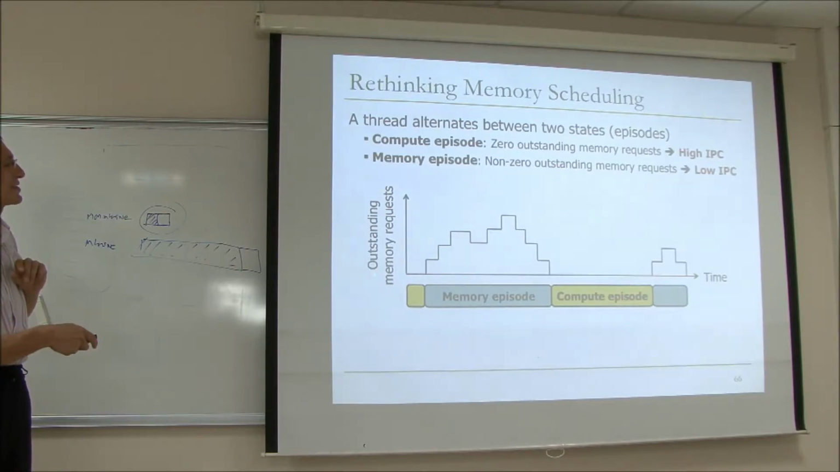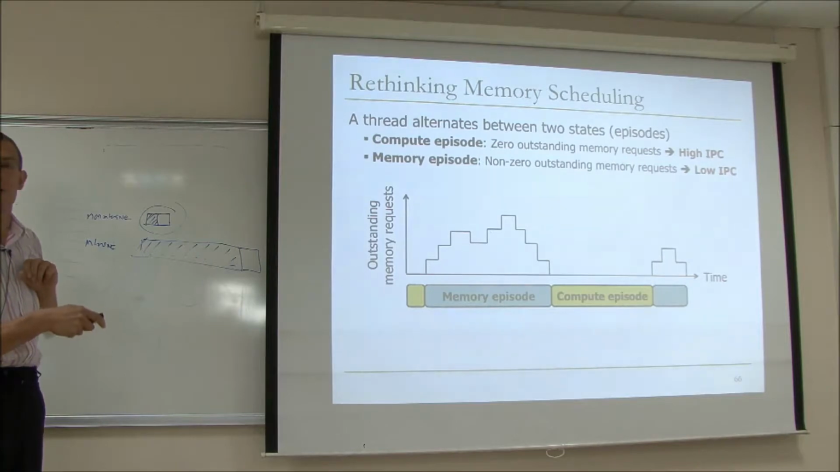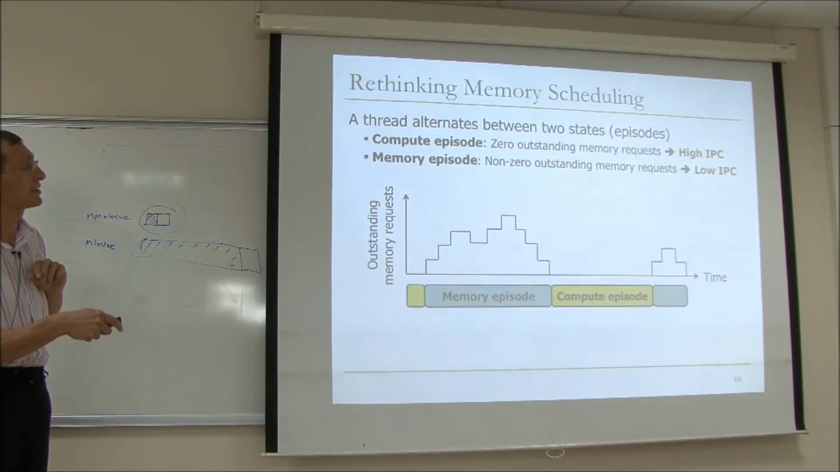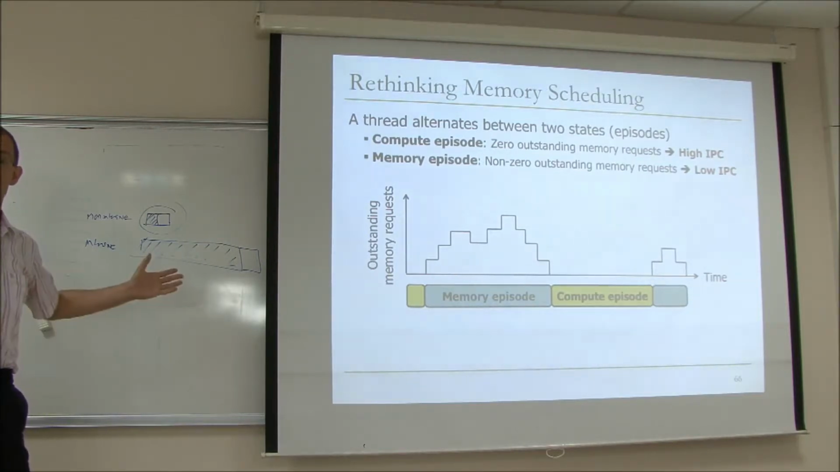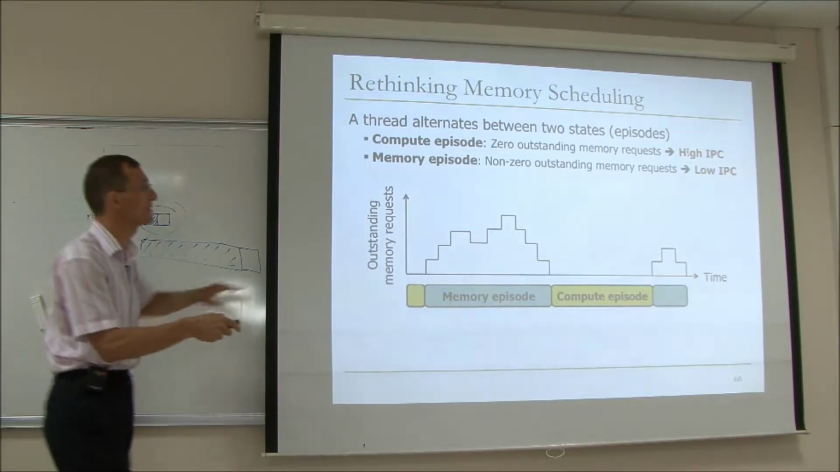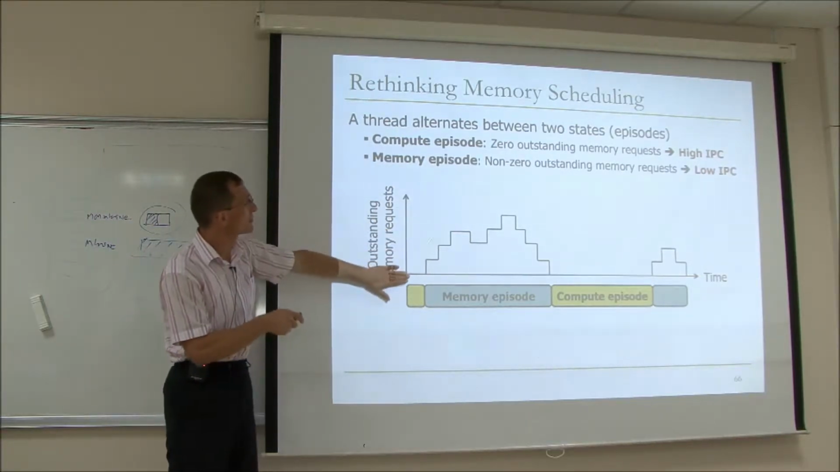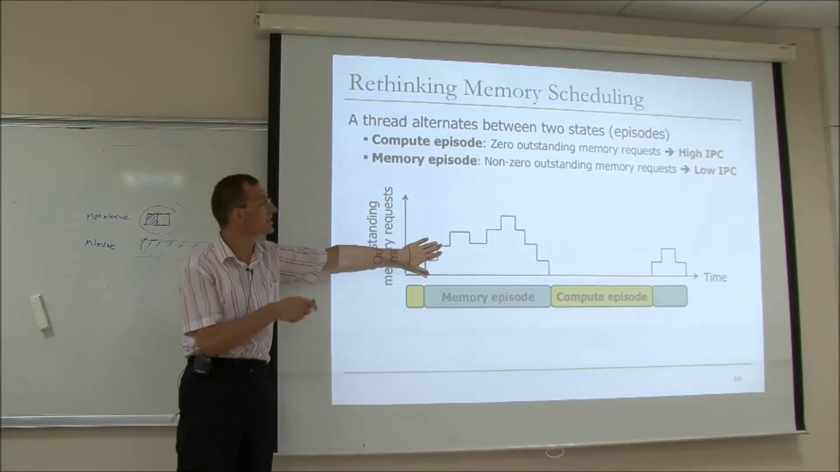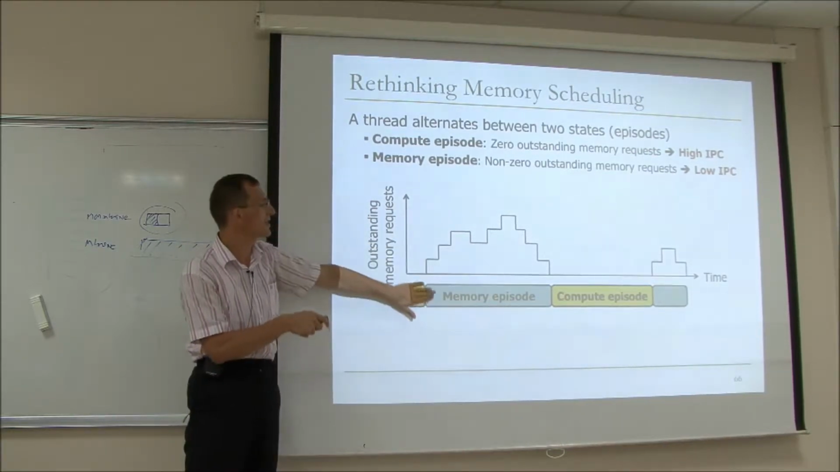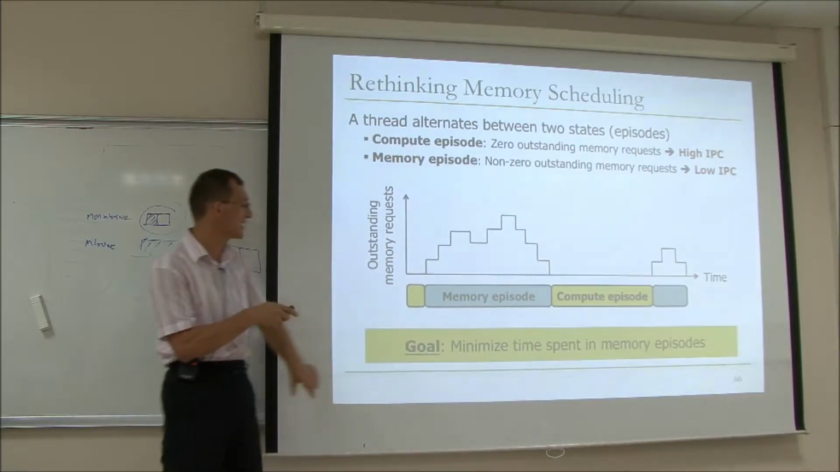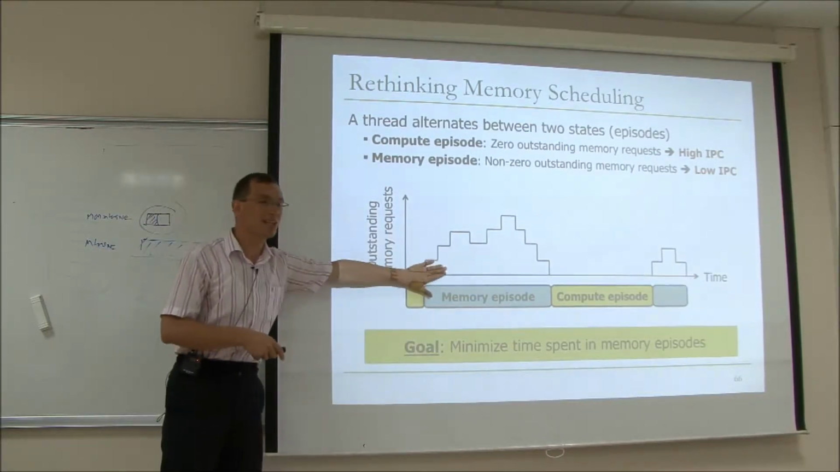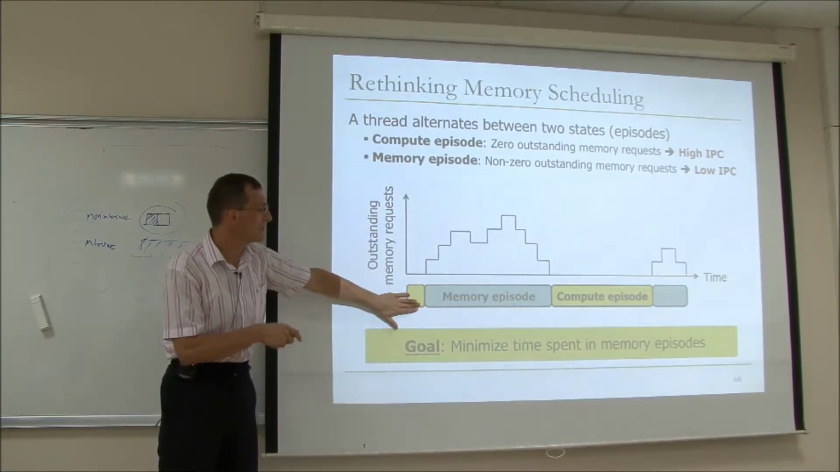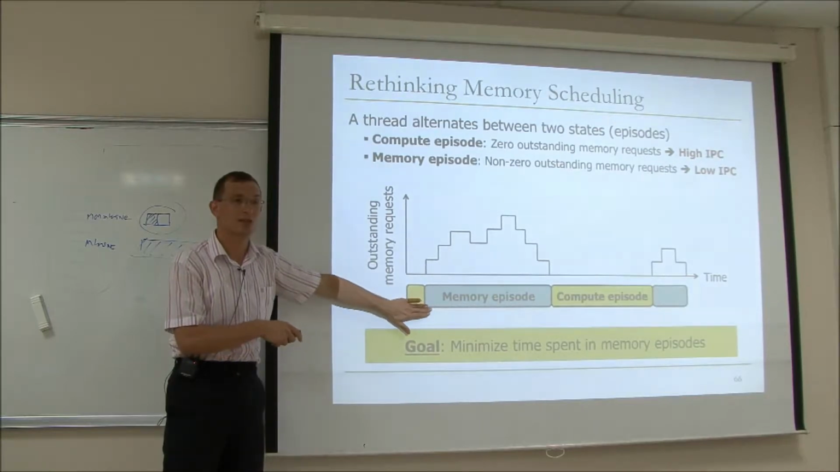You have the compute episode where there's 0 outstanding memory requests. As a result, during this time the thread makes fast progress. It has high instruction level parallelism, IPC. There are also memory episodes where the thread is waiting for at least 1 request. These are non-zero outstanding memory requests. The thread is making very slow progress in this case. The goal of a memory scheduler is to minimize the time spent in memory episodes in the entire system.